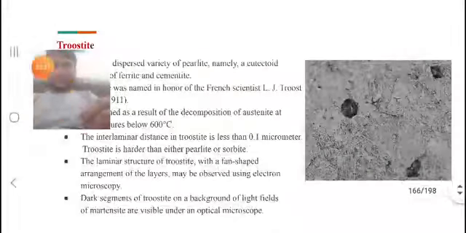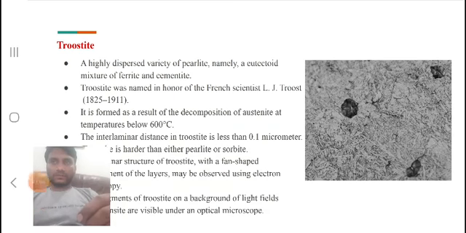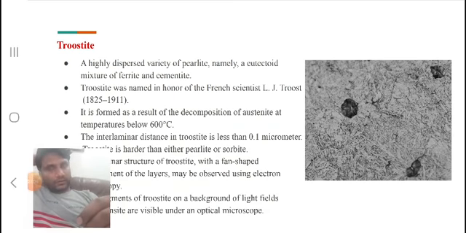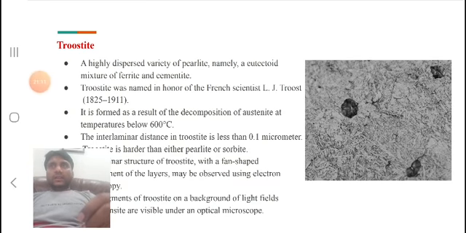In the same way, we will have trustite. Trustite is a highly dispersed variety of perlite, namely a eutectoid mixture of ferrite and cementite. Trustite was named in honor of the French scientist Elger Trust. It is formed as a result of the decomposition of austenite at a temperature below 600 degrees centigrade.